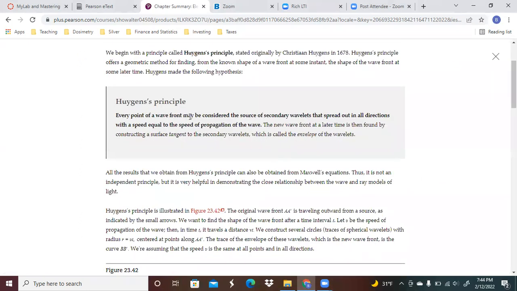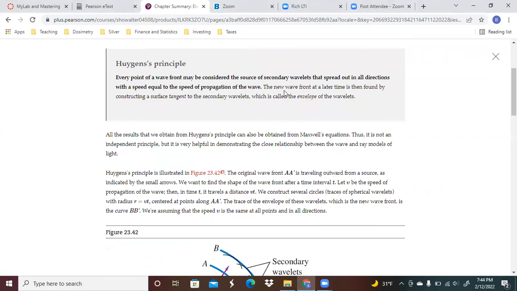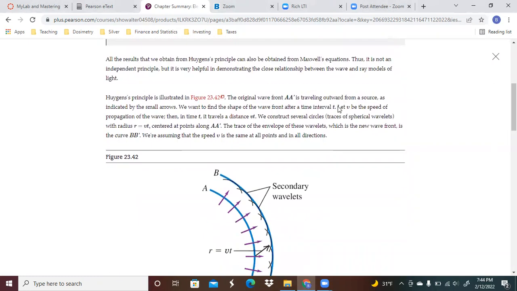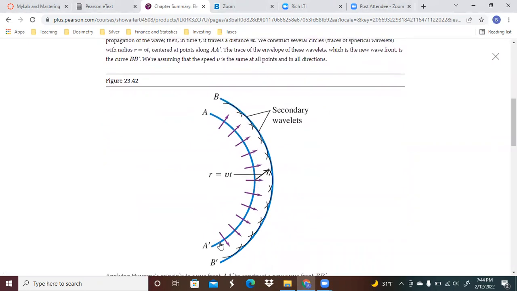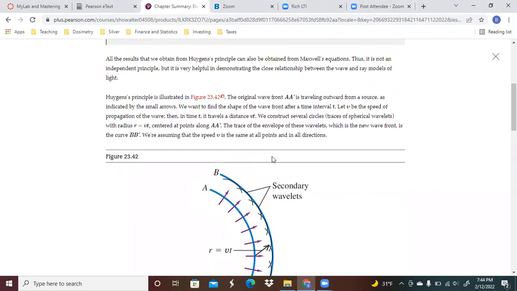So again, every point of a wavefront may be considered the source of a secondary wavelet that spreads out in all directions. The new wavefront at a later time is then found by constructing a surface tangent to the secondary wavelets, which is then the envelope. So we're looking at this part of that secondary wave as being the sum of the wavelets here that is sort of a tangent to what we're seeing here from the original wavefront.